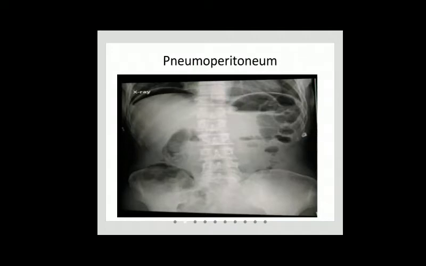So this is the plain X-ray abdomen in erect posture, including both domes of diaphragm, showing free gas under the right dome of diaphragm. So what is your radiological diagnosis? So this is called pneumoperitoneum. This is another X-ray.